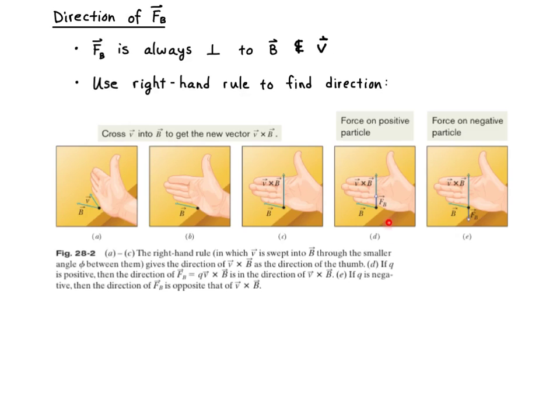Now, the only thing different between the right-hand rule for magnetic force and torque is that sometimes the force is opposite to the direction you find, and that's because of the charge. If you're dealing with a negative charge, because it's negative, the force will give you a minus sign, and it's opposite to the direction of your thumb. If it's a positive charge, then there's no problem. It's the same direction as your thumb.